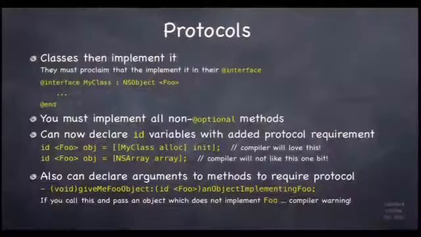In addition to declaring variables, you can also declare arguments to methods, so that the method takes an object as an argument that implements foo. So here I have this method, give me foo object, and it takes as its only argument an object that implements foo. That's what id angle brackets foo means. Okay? Pretty straightforward.